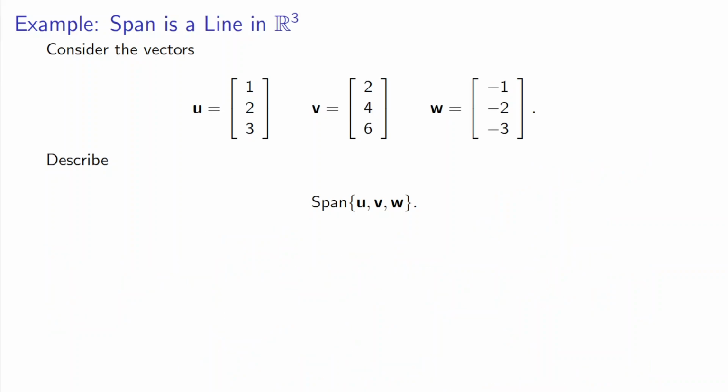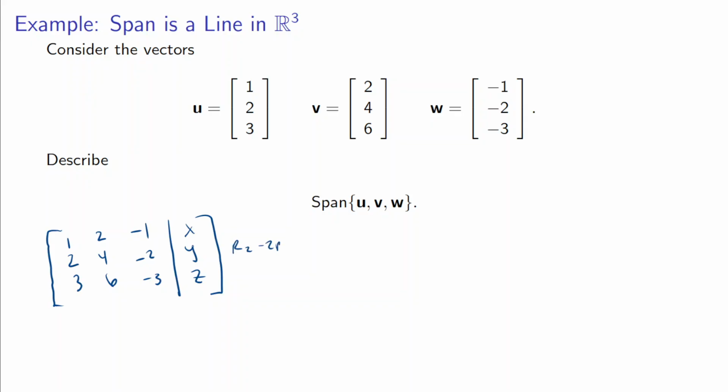One more example in R3. So let's do this example. Same game, 2, 4, 6, negative 1, negative 2, negative 3. And again, x, y, z. So we'll do an R2 minus a 2R1.